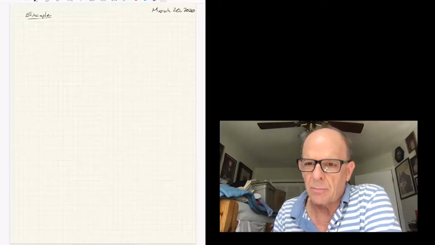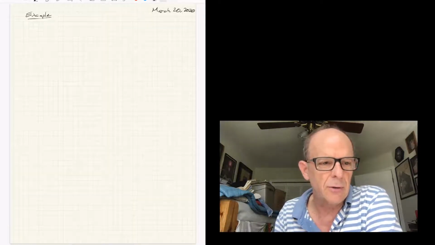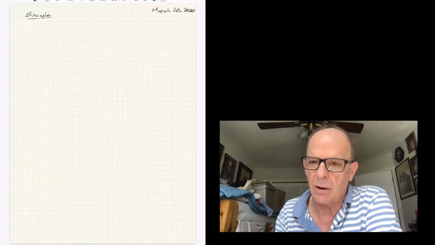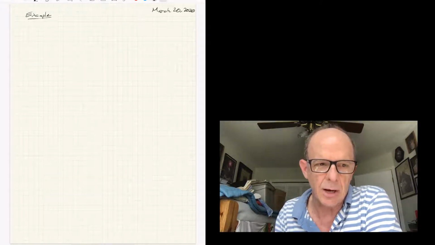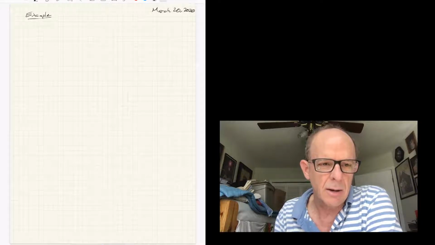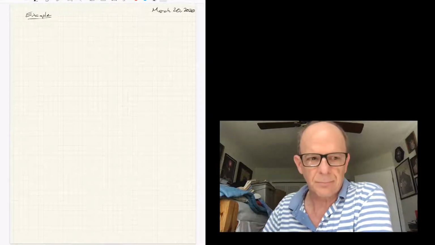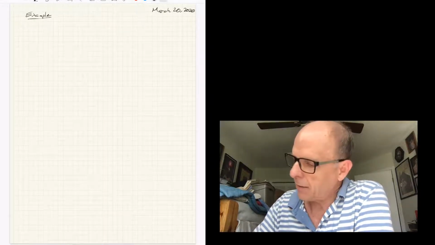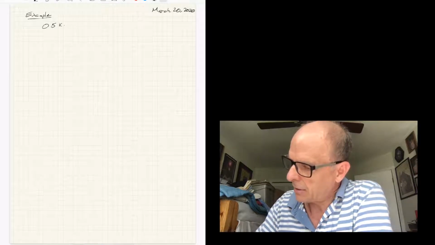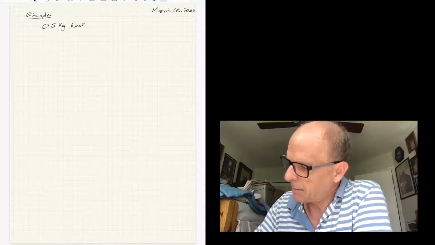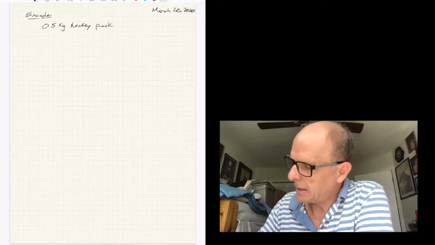Okay, let's do an example with impulse momentum. So let's just take a look at the examples that are in the notes for Chapter 9. And our first example has a hockey stick hitting a hockey puck. So we have a 0.5 kilogram hockey puck. It's sliding to the right at 10 meters per second.